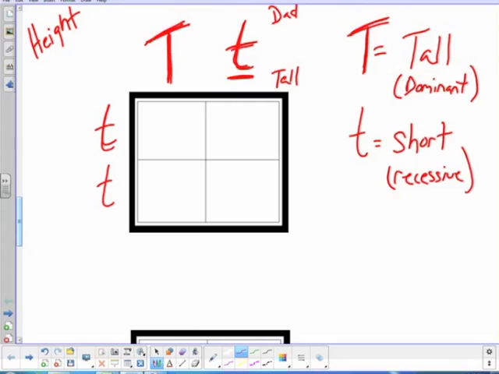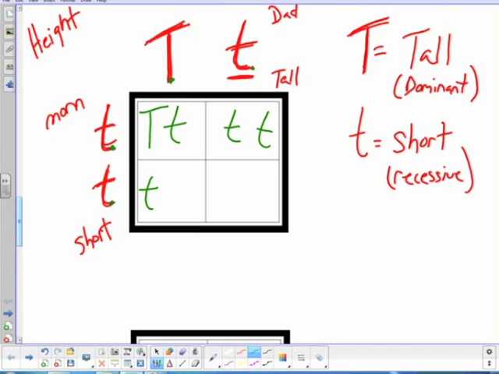Mom. Is mom, okay, short or tall? Well, she's got a recessive for short and a recessive for short. There's no dominant allele there, so mom is short. So I do my cross here, okay? Oh, I did that backwards.